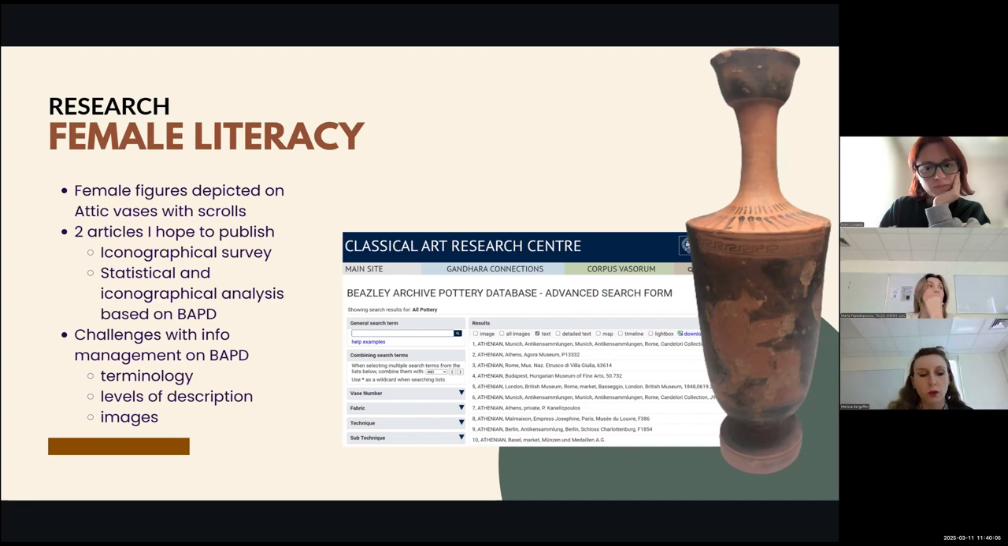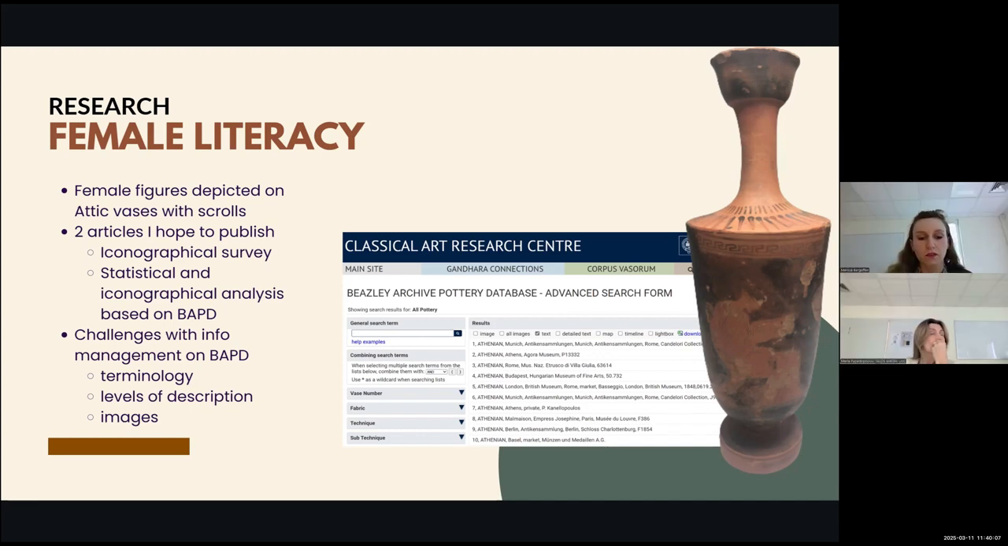The first is a more basic iconographical survey on female figures depicted with scrolls, of which I was able to find a total of 21 vases. And the other is an article concerned with performing a statistical analysis that not only looks at the depiction of female figures with scrolls, but more widely on figured vase depictions of all identity types, such as female, male, and mythical, with any literacy items such as scrolls or writing tablets, in order to contextualize the phenomenon of women reading.